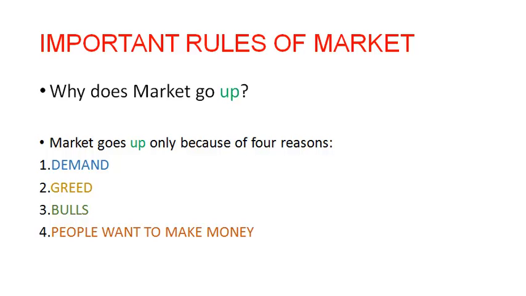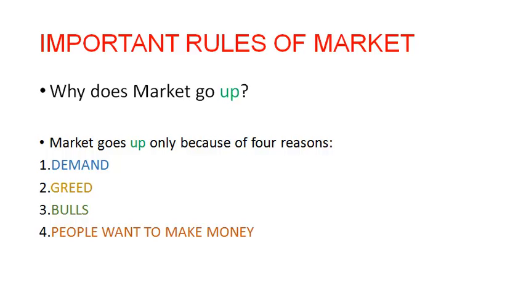So having said that, the market goes up only because of four reasons, and those four reasons are demand, greed, bulls, and because people want to make money. The market goes up because of demand. If there was no demand, the market would not go up. If the demand did not exceed the supply, the market would definitely not go up.